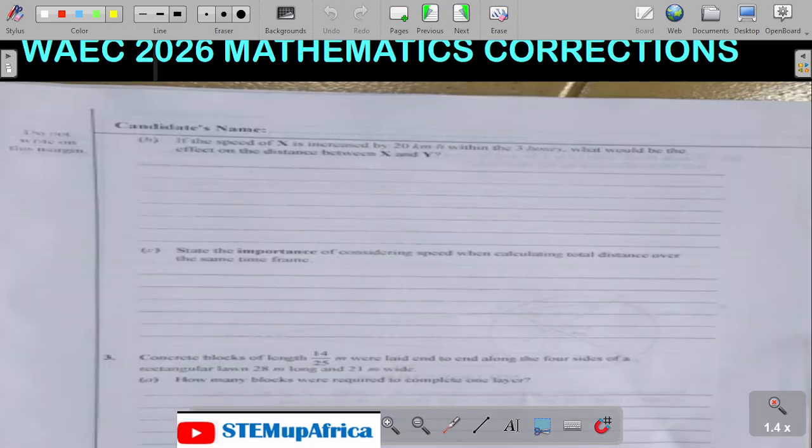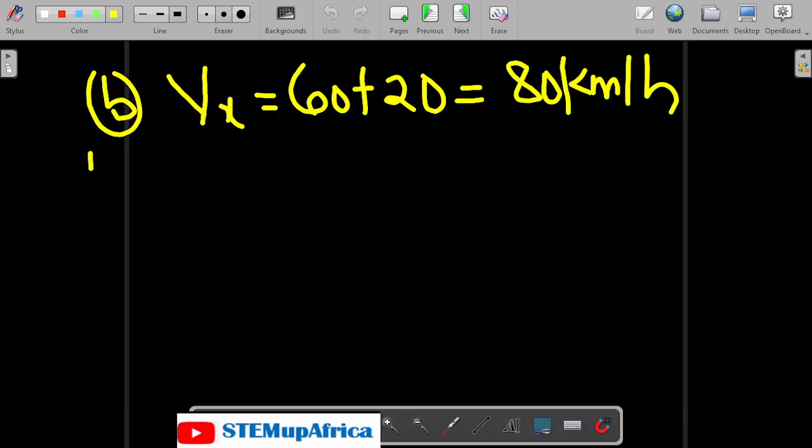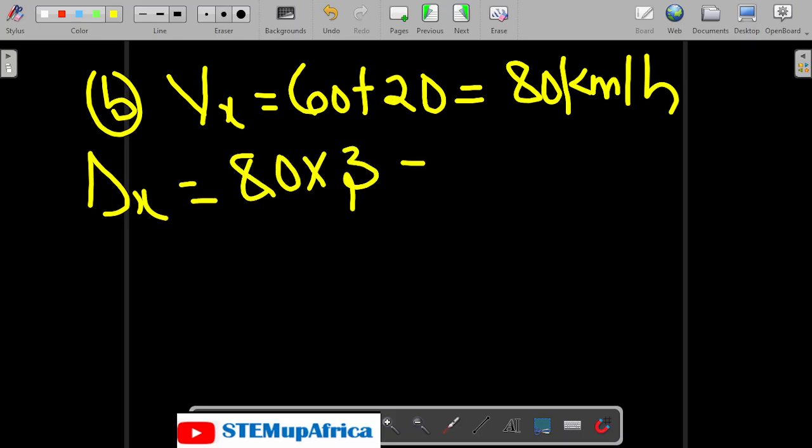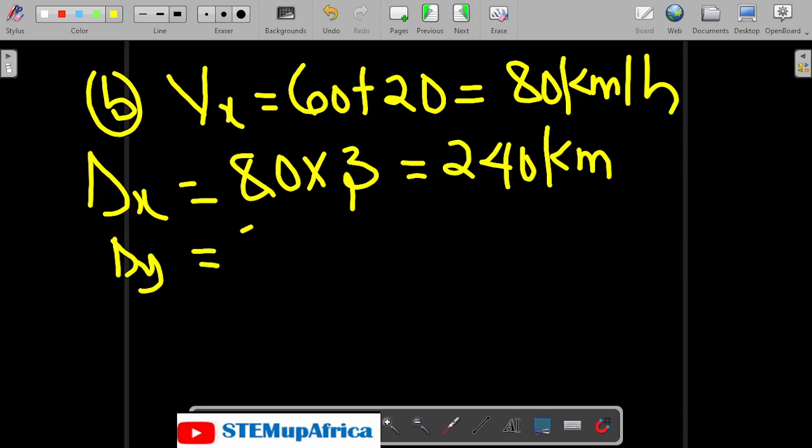Within the 3 hours, what will be the effect on the distance between X and Y? The distance of X now will be the speed times the time required, which is 3 this time. We have 240 kilometers. The distance of Y did not change. According to the question, Y remains at 240 kilometers as well.